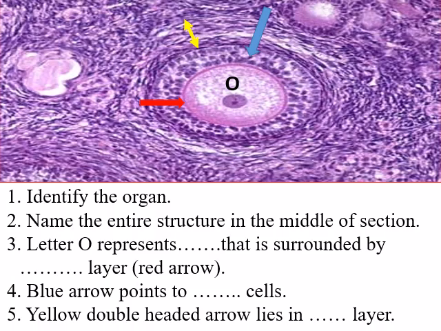Here, dear students, identify the organ, the ovary. I can see here a follicle. This follicle is multilaminar primary, many layers, and no fluid, so it is not secondary. O is the primary oocyte. The red arrow is the zona pellucida, and the blue arrow is the granulosa cells, and the yellow arrow is the theca folliculi.